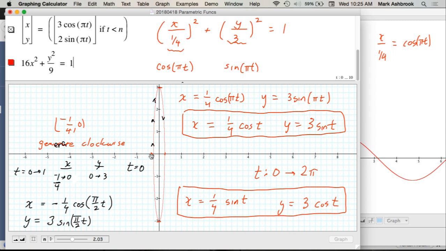No, so I wanted t, yes, so that's another way to do it, but I wanted t to be 0 here and generate clockwise. So to do that, I'm going to need negative 1/4 cosine and positive 3 sine. And that will generate the points clockwise starting from negative 1/4, 0. Is there another second question?